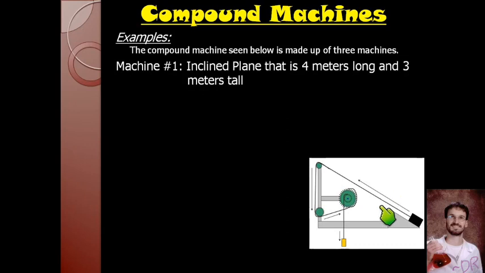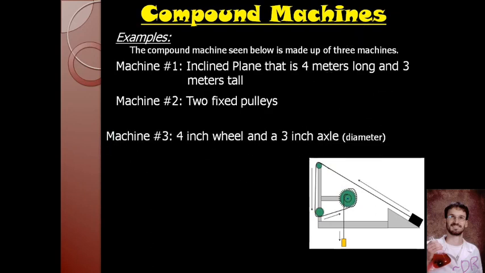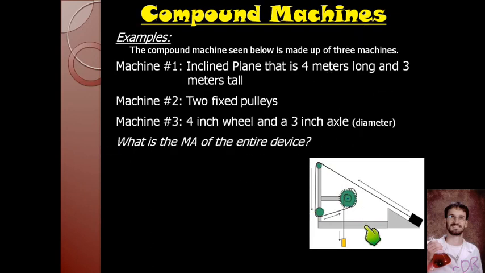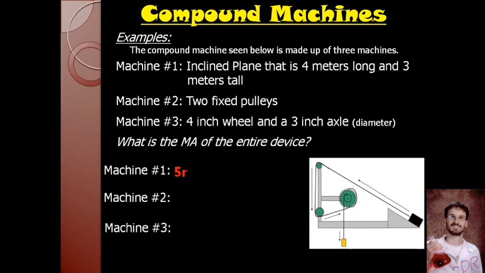So machine number 1 is the inclined plane. It is 4 meters long on the bottom, 3 meters tall on the side. Simple machine number 2 is these two fixed pulleys. And simple machine number 3 is a wheel and axle with a 4-inch wheel and a 3-inch inner axle. What's the mechanical advantage of the entire device as shown? So we have to find the mechanical advantages of each of the 3 simple machine parts.